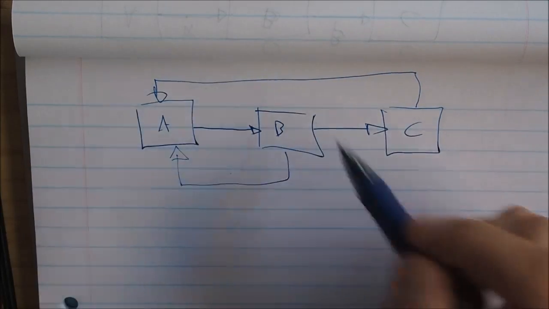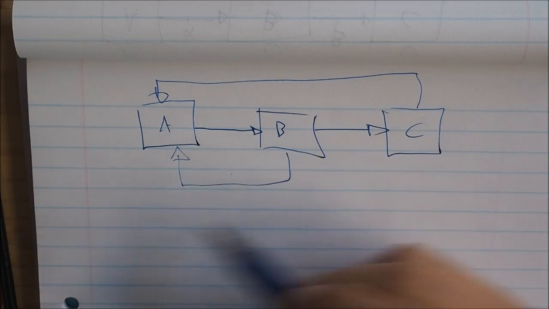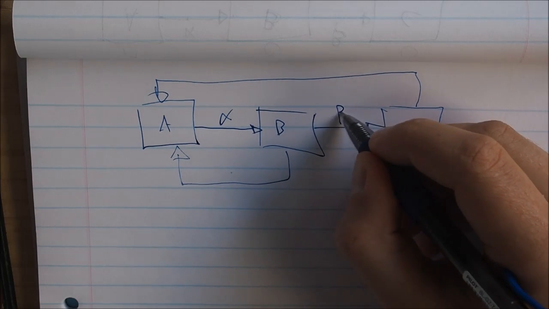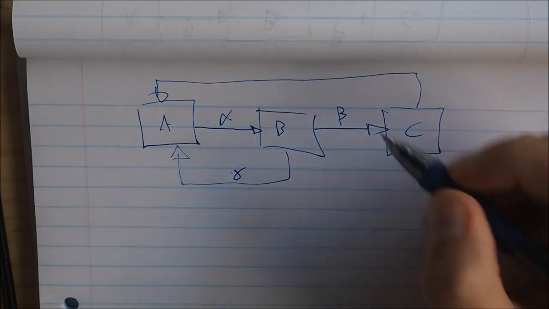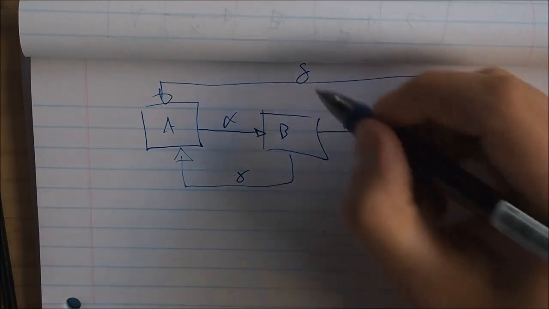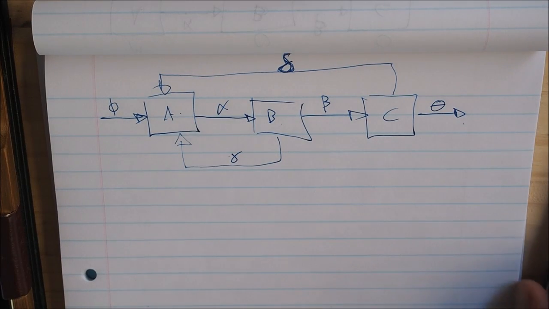So we can build this model up, and as an exercise, let's call this alpha, call this beta, call this gamma, and call this delta. As an exercise, see if you can write down, so this is delta. Okay.